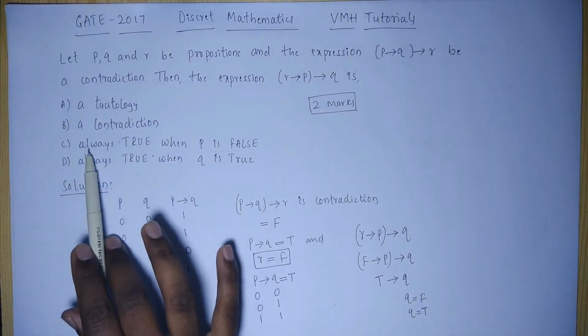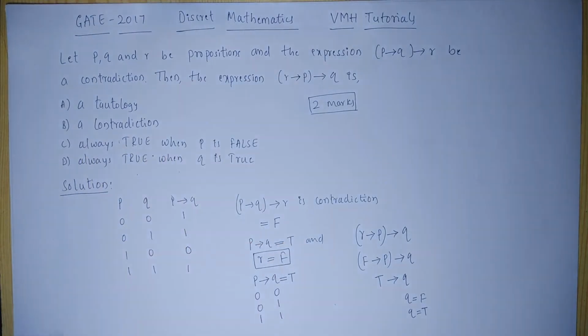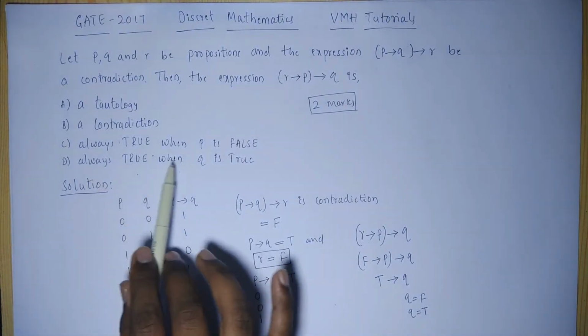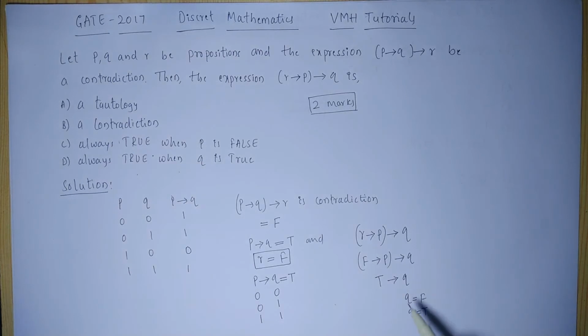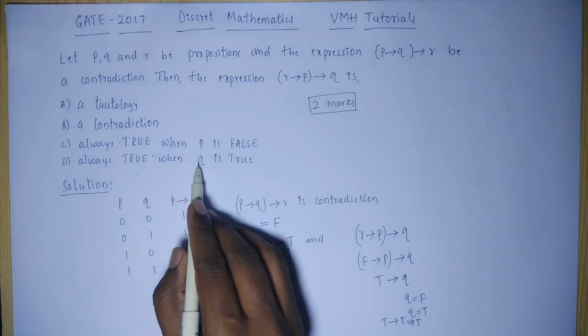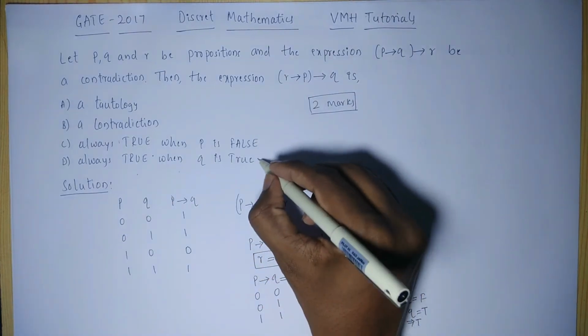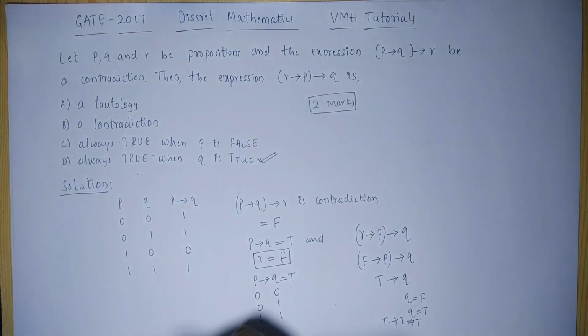The third possibility is always true when P is false. We have only Q in the resulting expression, so there is no question of P. The last one is always true when Q is true. That's true. Whenever the value of Q is true, the implication, that is T implies T, is a true statement. Hence, whenever the value of Q is true, the implication is true. Hence, option D is true in this case.